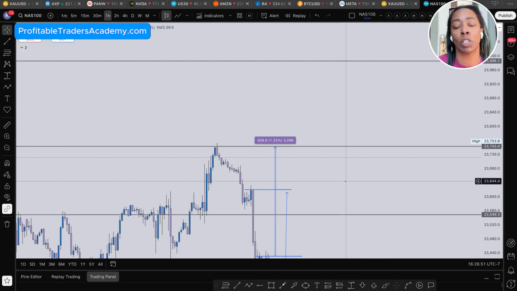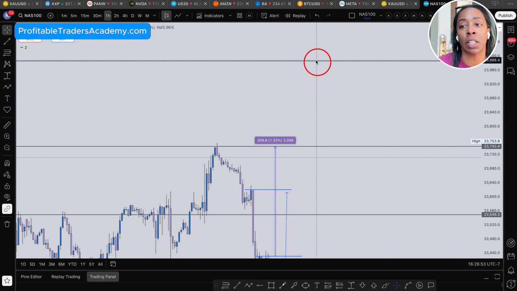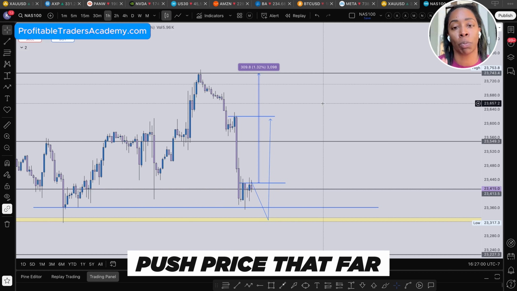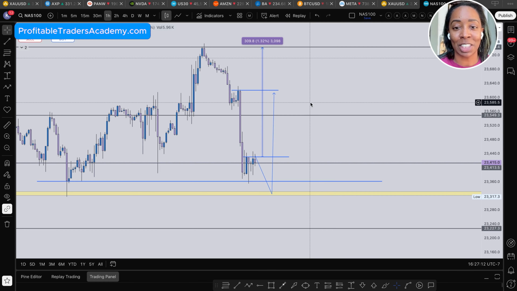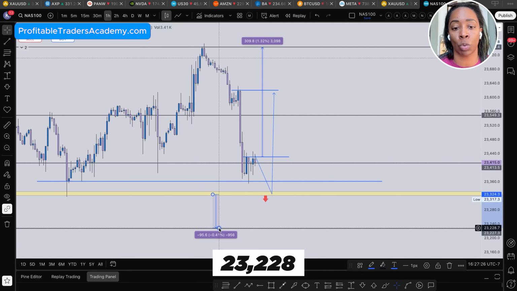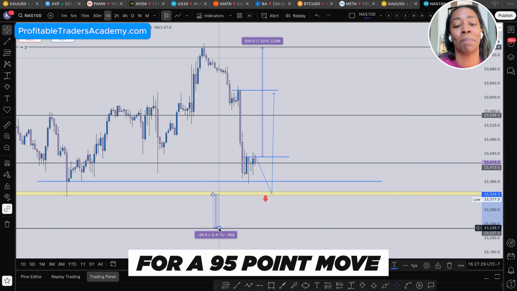So that would be something that I would target here inside of this market just to be a bit safe. Of course, price could continue to push up to this other level here, but there would have to be some major news catalyst or something that happens next week that will push price that far. So right now, I'm just focusing my efforts inside of here. And then of course, if price did push down to the downside below this key level, then I would be looking for price to go from this yellow level all the way down to 23,228 for a 95 point move.